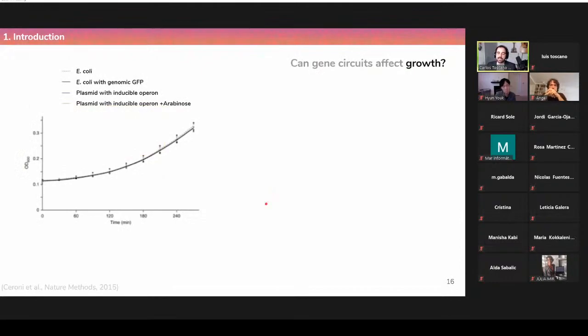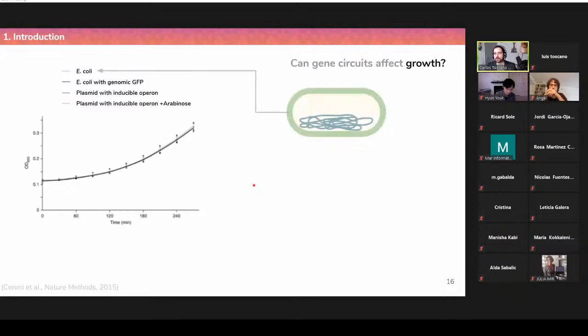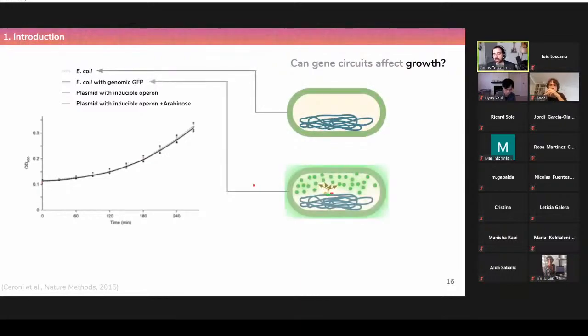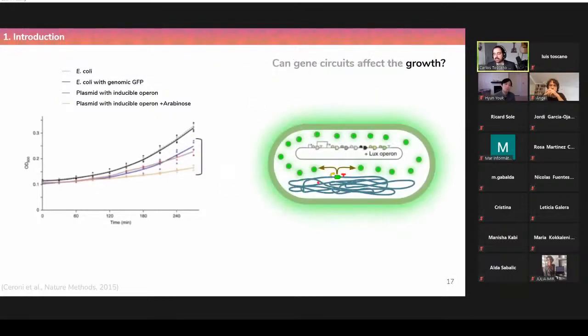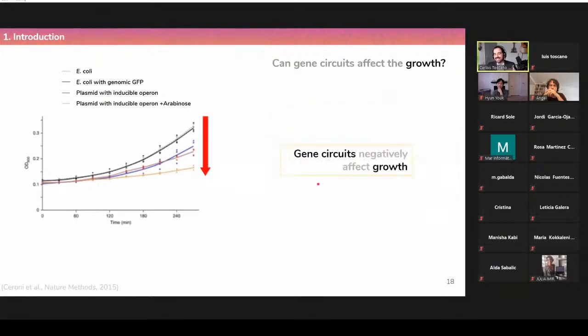Well, here you can see from the same paper two growth curves measured in optical density at 600 nanometers of wild type E. coli plus this E. coli that only has one single gene, the GFP gene, and they behave more or less the same. It seems that it's not a big issue, but as soon as we compare it with the growth of E. coli hosting a plasmid, induced or not, we see that there is a decrease in the growth rate. So yes, gene circuits can negatively affect growth.